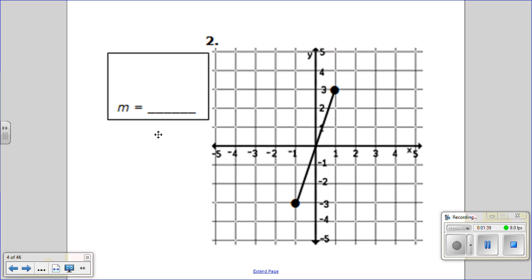On number 2, same idea. Again, you got to count from point to point. Read from left to right. So as I go from left to right, I go up 1, 2, 3, 4, 5, 6. So that's a positive thing. And I go over to the right, 2. So that's also a positive thing.